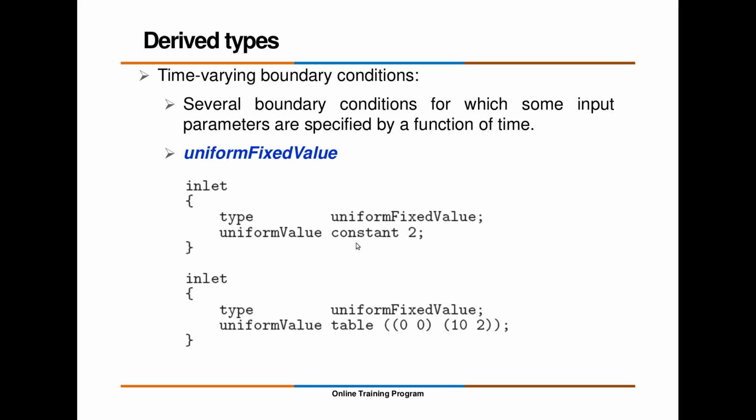Okay, then you have a uniform fixed value in table form. What it means is it's going to start from 0 and reach up to 10 seconds, and during that time it interpolates between 0 to 2 as a velocity or pressure. This is about the scalar part. Okay, so that way you can see it.